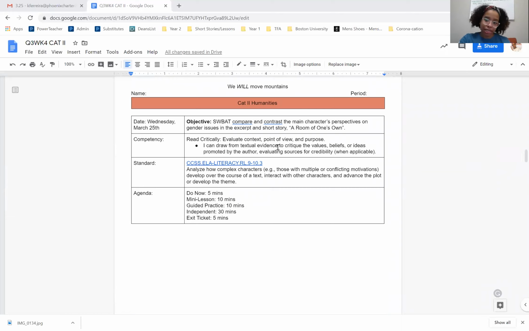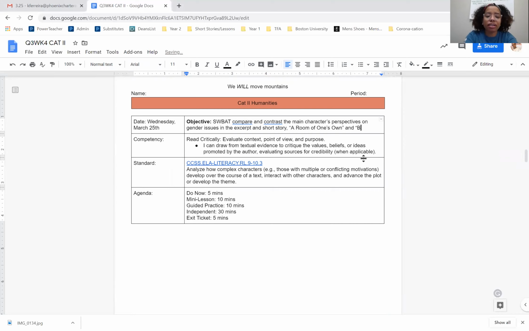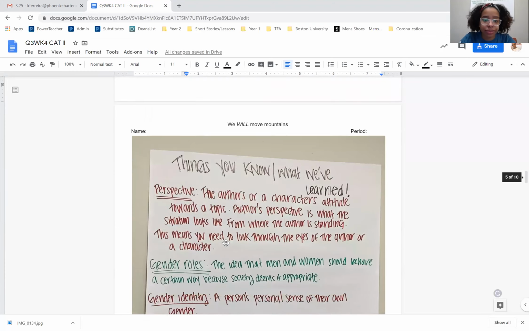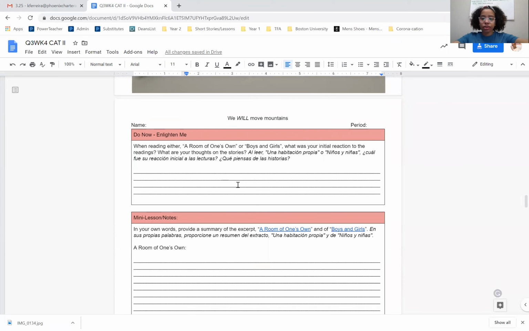For today's objective, you guys are going to be able to compare and contrast the main character's perspective on gender issues in the excerpt and short story, A Room of One's Own and Boys and Girls, by Virginia Woolf and Alice Munro. So we will be focusing on these two short stories and just trying to get down to the nitty gritty of the two short stories for a while because I really want you guys to understand what is being said, what Alice Munro is saying, and what Virginia Woolf is saying as well. Okay?